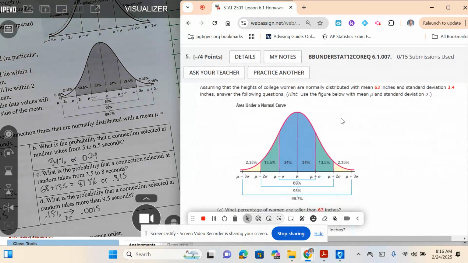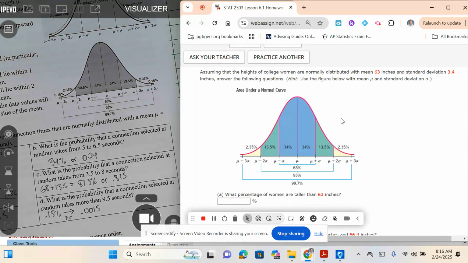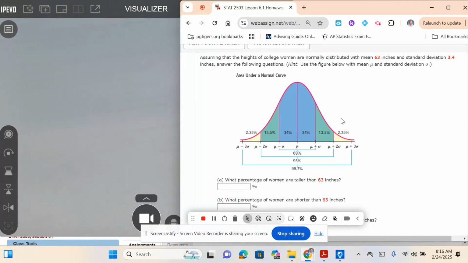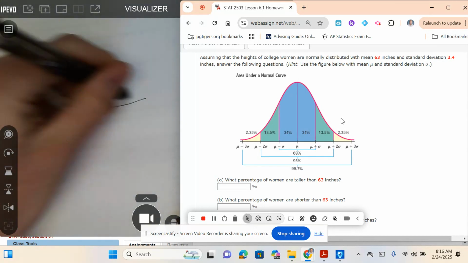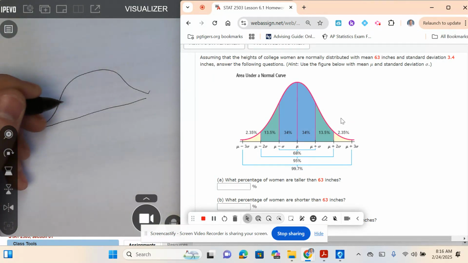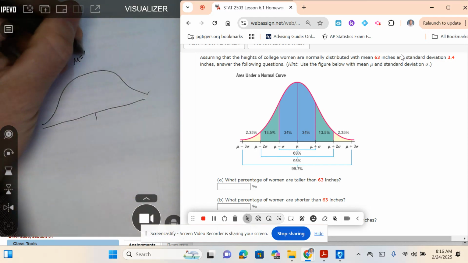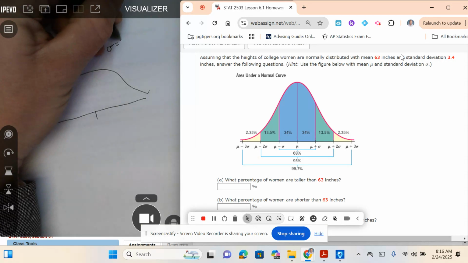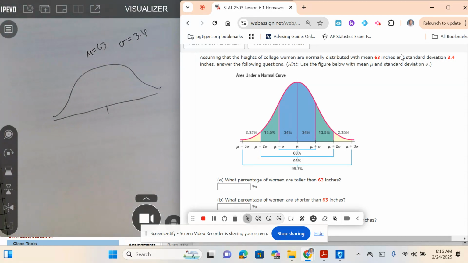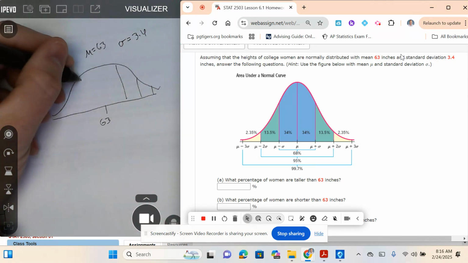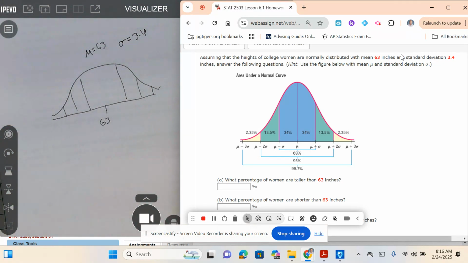They were nice and gave you this little normal curve here. I probably should sketch this out to be a halfway decent teacher, so I'm going to do a quick sketch of this. The college women heights are normally distributed with a mean of 63 and a standard deviation of 3.4. So 63 is my center, and I'm going to do 3 above, 3 below.